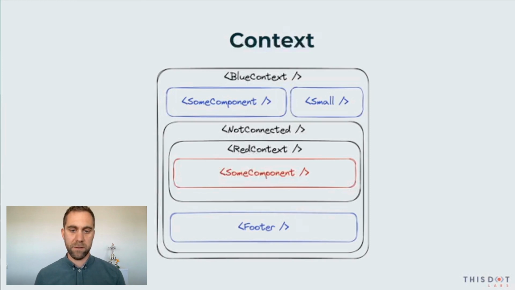And then we're starting a red context. And from that point on, we're using that context instead of our top level one. So we're running the same sum component as we did in the blue context, which was then blue. But now it renders red because it's inside of the red context instead.